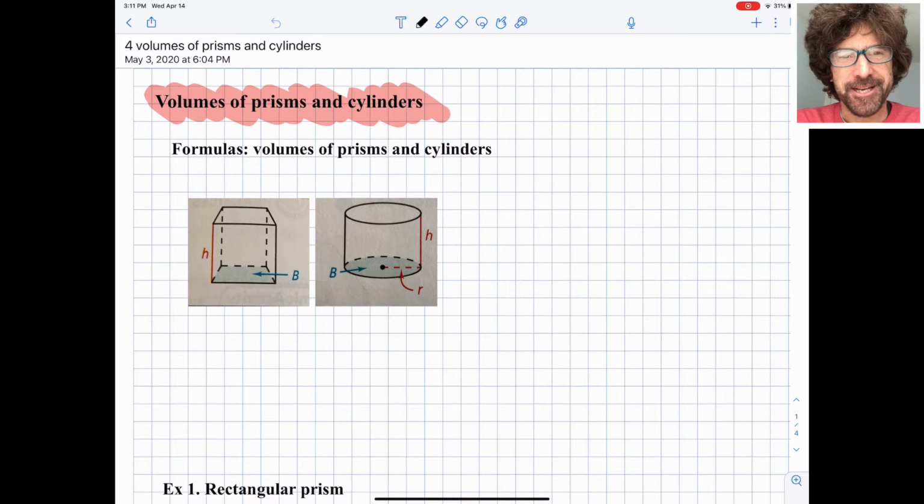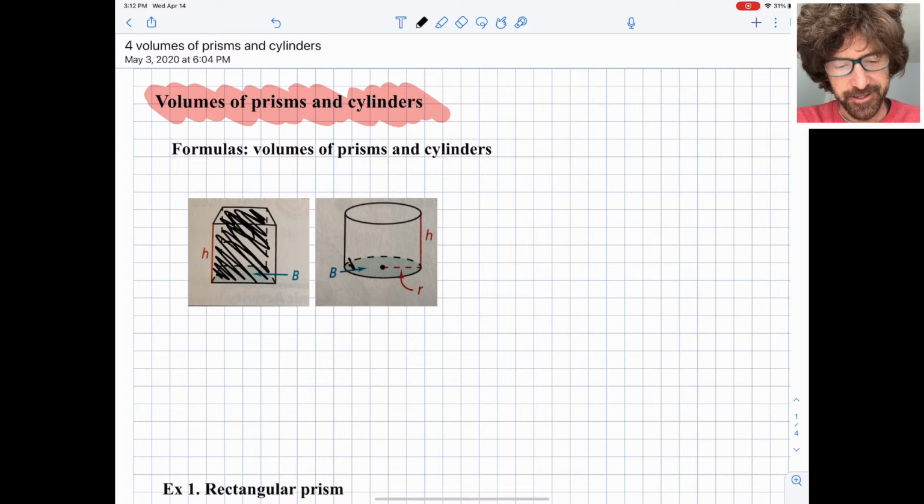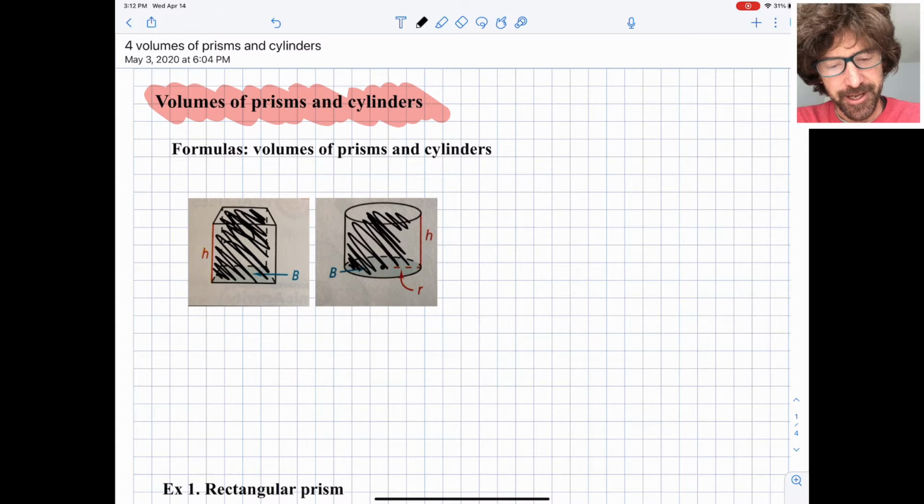All right, this is a video for geometry on the volume of prisms and cylinders. I'll show you one really easy formula as introduction, and then we'll go through a few different solved examples. So volume of prisms and cylinders, hopefully you get that we're not looking at surface area anymore. We're looking at the interior space that is contained by this three-dimensional solid. Okay, so how much space can fit inside that object.